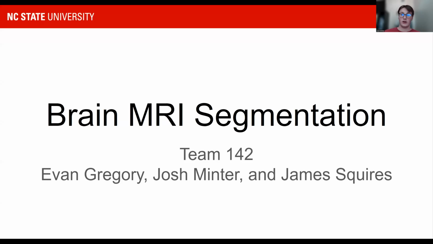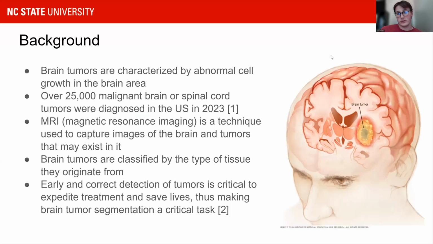All right. So our project is brain MRI segmentation, and we're team 142. Brain tumors, as I'm sure most of you know, are essentially abnormal cell growth in the brain or spinal cord region, and they're very prevalent. There's over 25,000 of these malignant or cancerous brain tumors or spinal cord tumors diagnosed in the U.S. in 2023. So they're still a very prevalent issue. They're increasingly so, and thus it's important for us to be able to image those and see them.